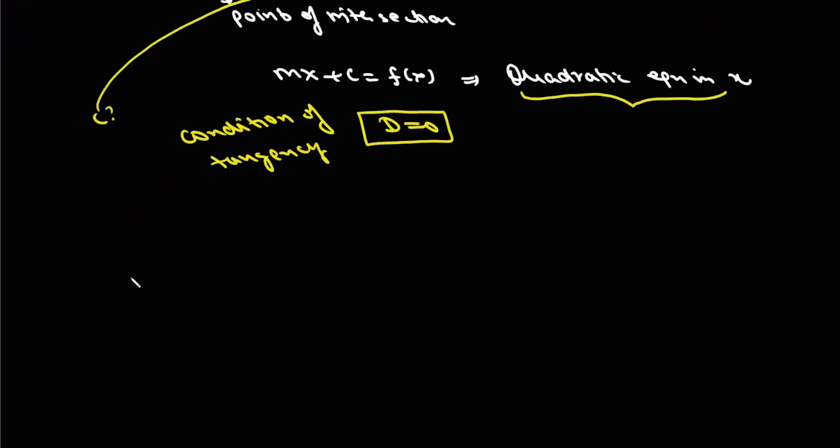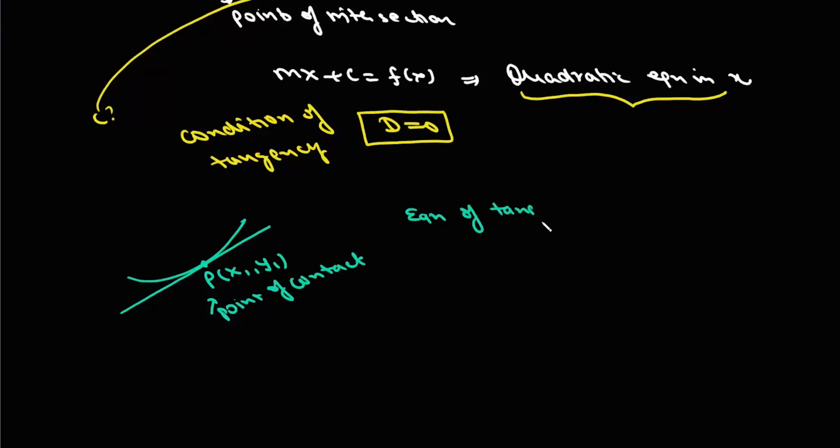So suppose we have this curve and this line, it is tangent to this curve at this point P, and say this point P is (x1, y1). Now in this case, this point P is point of contact. Now fundamental here is, if this P is point of contact of this tangent, then equation of tangent is given by T equals to 0. Now the question is, how do we find T equals 0?